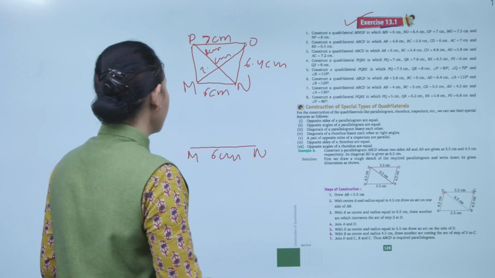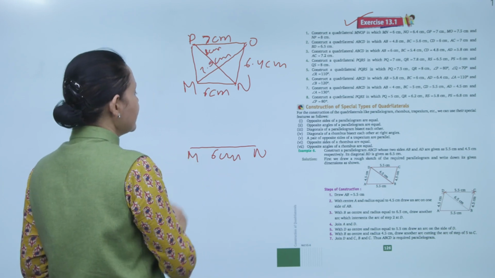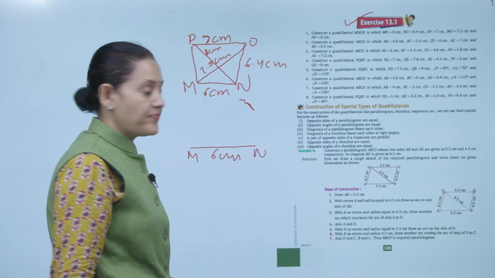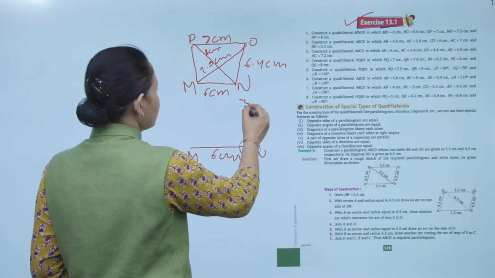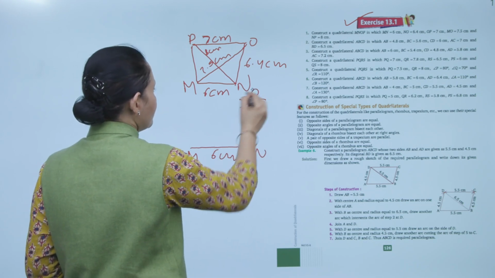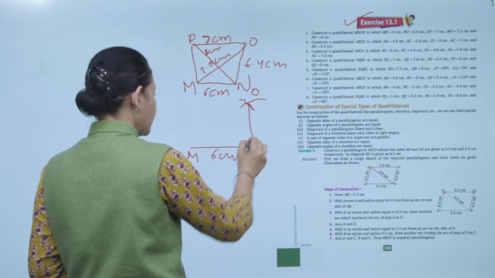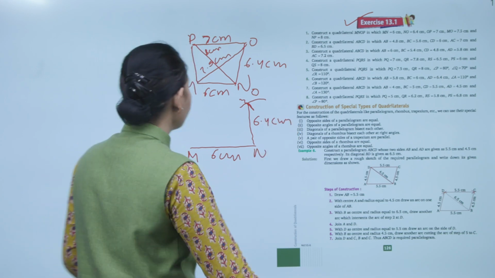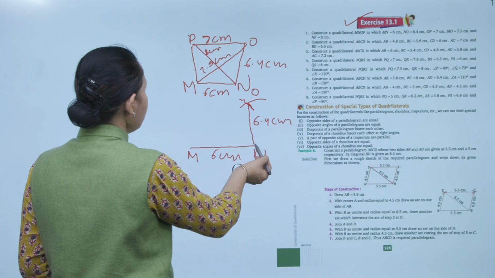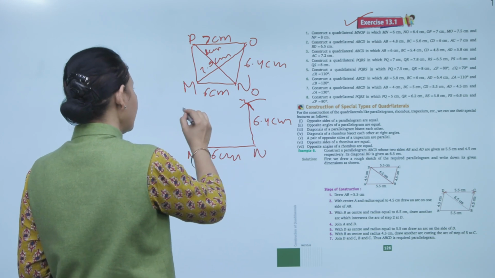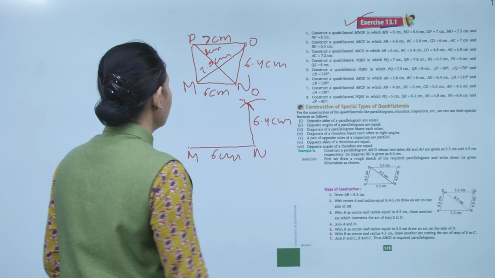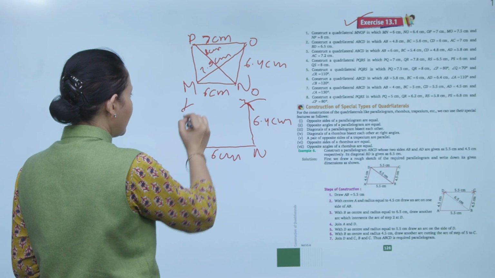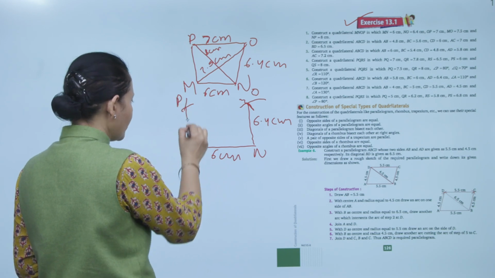Clear? Now M as a center we will make an arc of 7.5 centimeter. Clear? Now N as a center we will make an arc of 6.4 centimeter, that is point O. Join them. So that is 7.5 centimeter. Now what we'll do? Take N as a center and make one arc of 8 centimeter. Now O as a center we will make an arc of 7 centimeter, that is point P. We'll join them together.